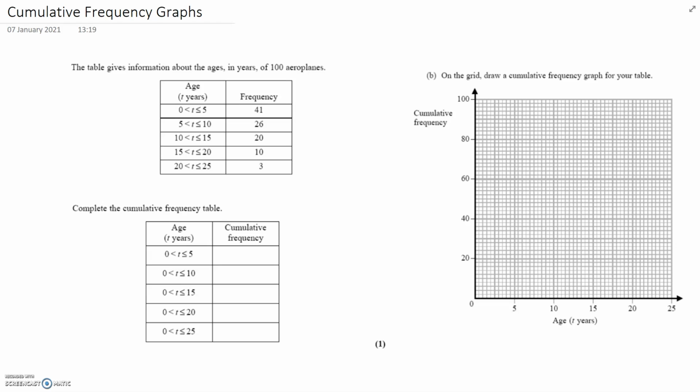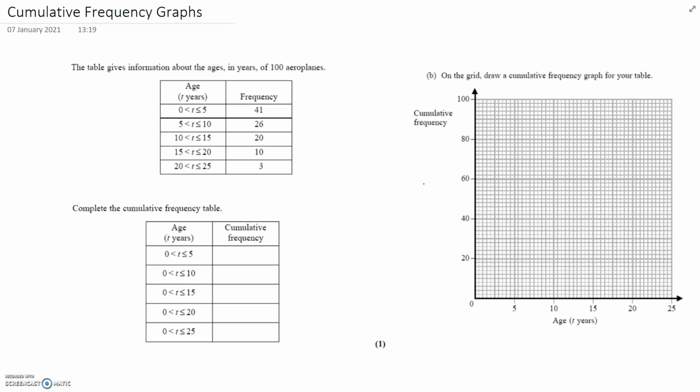Here we're going to look at completing cumulative frequency tables, which is this blank table down here, and then drawing the graph. Once we've completed that table, we can then draw what we call a cumulative frequency graph. The good thing about these questions is they're always the same. They always follow exactly the same method, and as long as you're careful, you should pick up your marks on this.